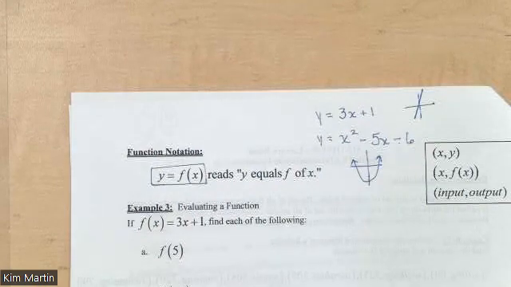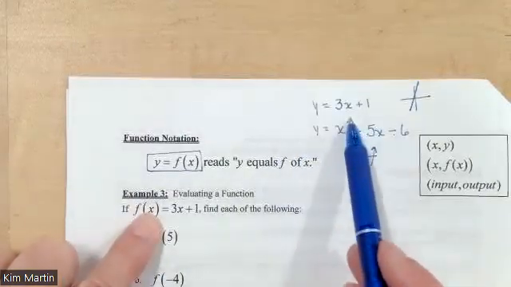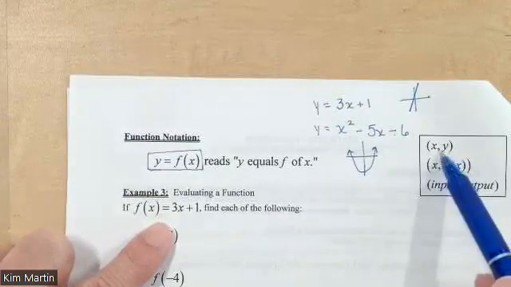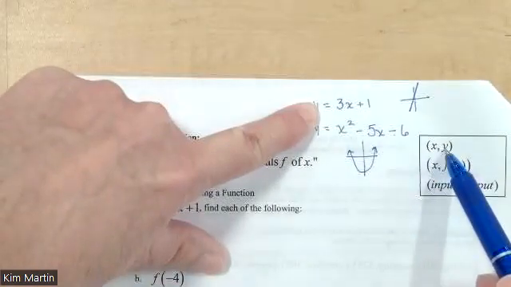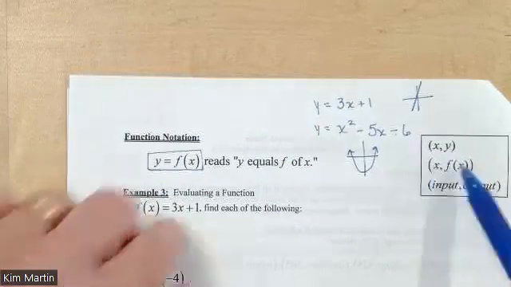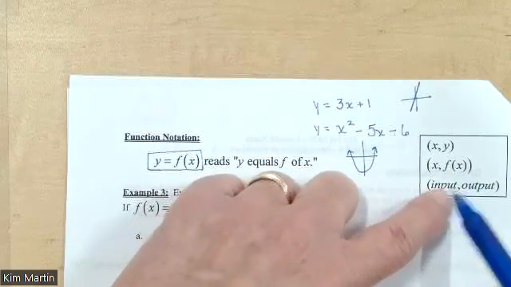What a function does is group everything together, whether it's a line, a cube root, or a square root. It's just treated the same. When you see this f of x notation, you think y, because this and this mean the exact same thing. If it was an ordered pair, you'd have x and y. If it says something like this, you'd have x and f of x. Input, output.